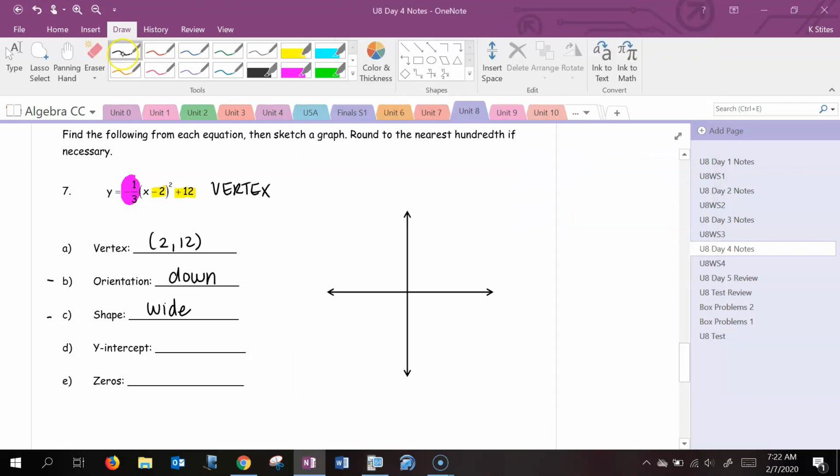When you actually draw this, I want to see the whole thing. Okay, and you can just extend this over if you need to. Okay, label your vertex. The other information we need to label on our graph is the y-intercept. Okay, so wherever you hit the y-axis, and this has 2 zeros. Okay, so you should have those 4 dots on your graph.